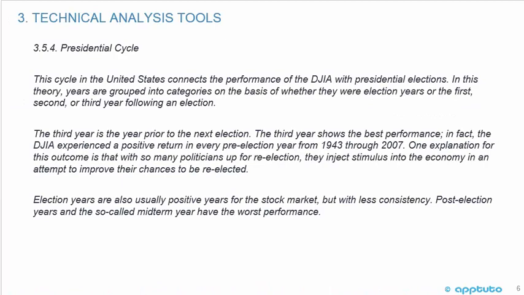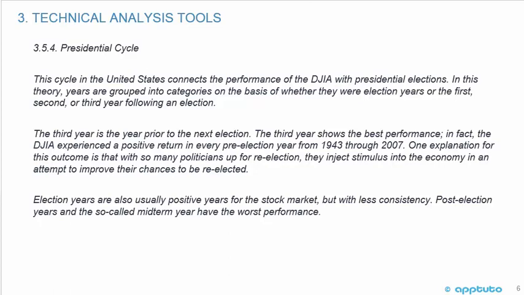Presidential cycle. This cycle in the United States connects the performance of the Dow Jones Industrial Average with presidential elections. In this theory, years are grouped into categories on the basis of whether they were election years or the first, second, or third year following an election. The third year is the year prior to the next election. The third year shows the best performance. In fact, the Dow Jones Industrial Average experienced a positive return in every pre-election year from 1943 through 2007.